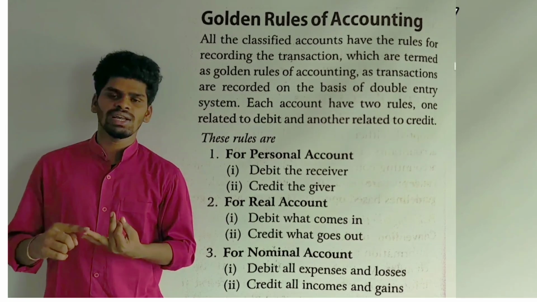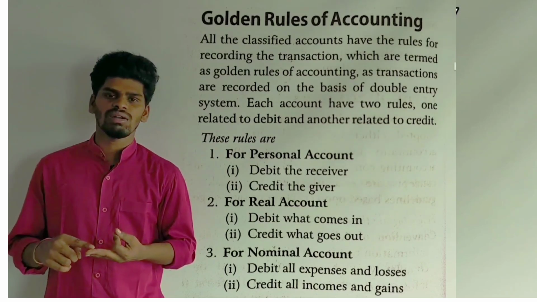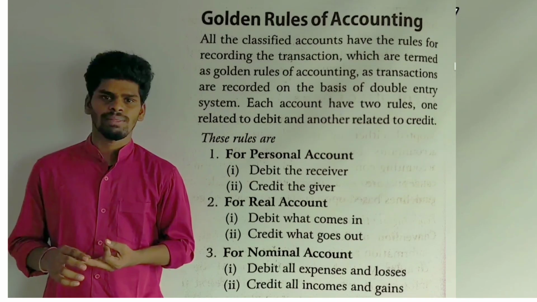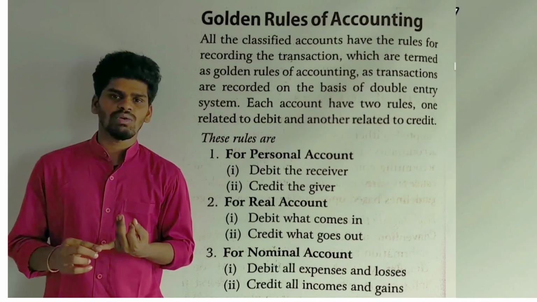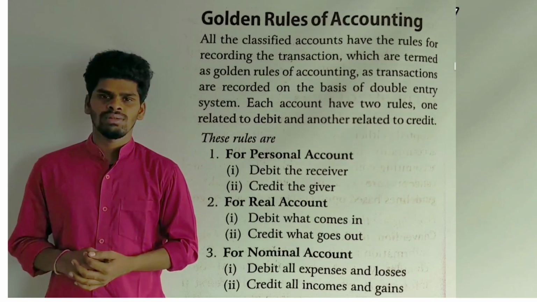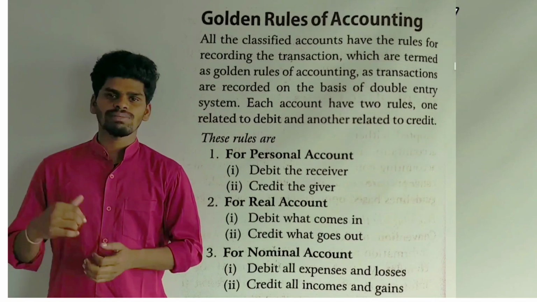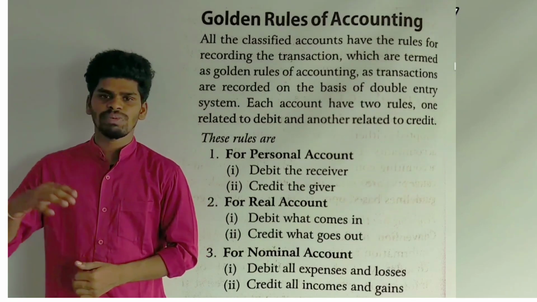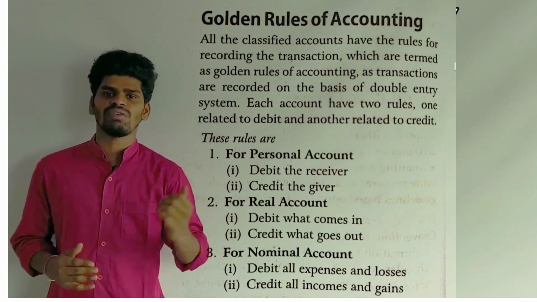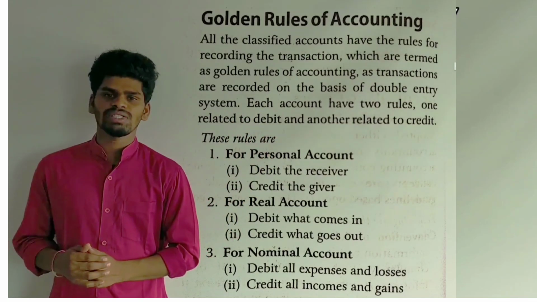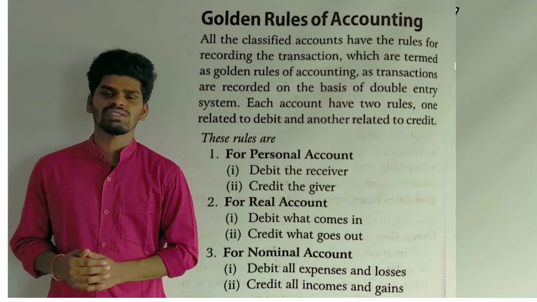Simple. Personal account, real account and nominal account. These are all the golden principles or golden rules of accounting. The personal account rule: who is the receiver, debit; who is the giver, credit. The real account rule: what comes in, debit; what goes out, credit. The nominal account rule: expenses and losses are debit; incomes, gains and profits are credit. In accounting, all business transactions are recorded by using these golden rules or accounting classifications.